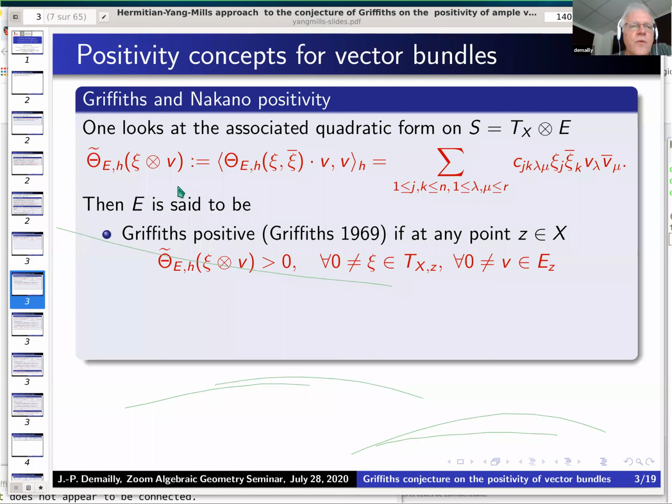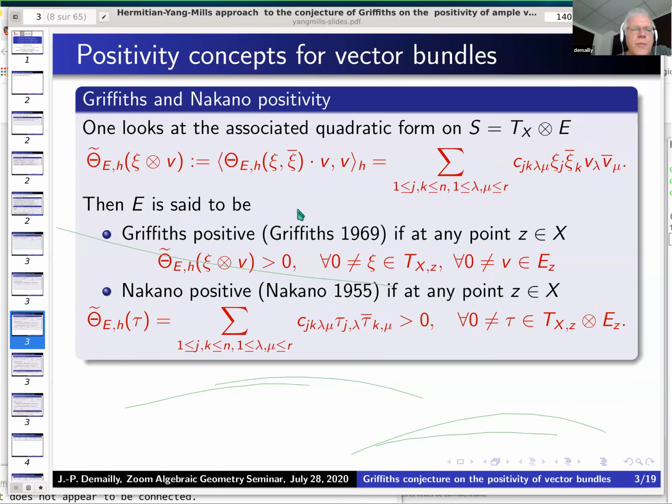In a very standard way, E is said to be Griffiths positive. This was introduced by Griffiths in 1969. If at any point z in X, this quadratic form takes strictly positive values for all non-zero vectors xi and v.